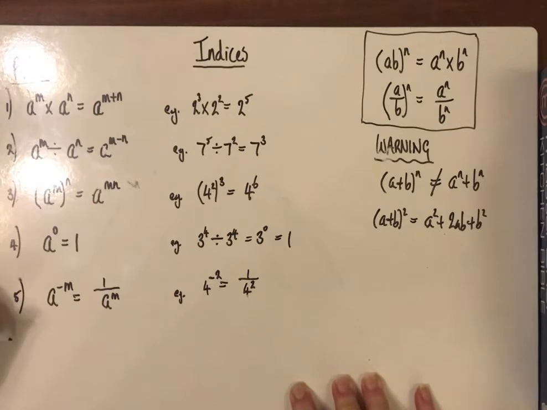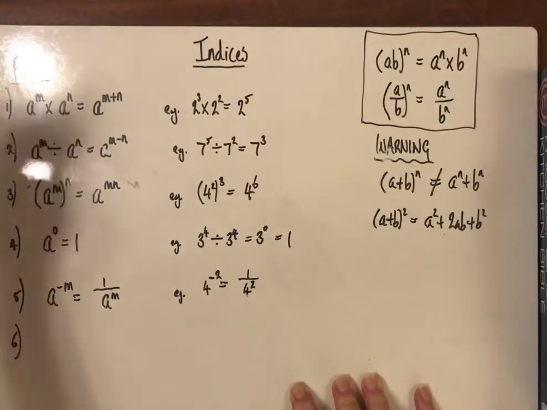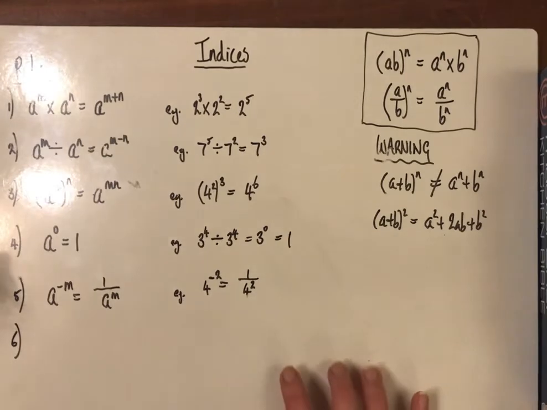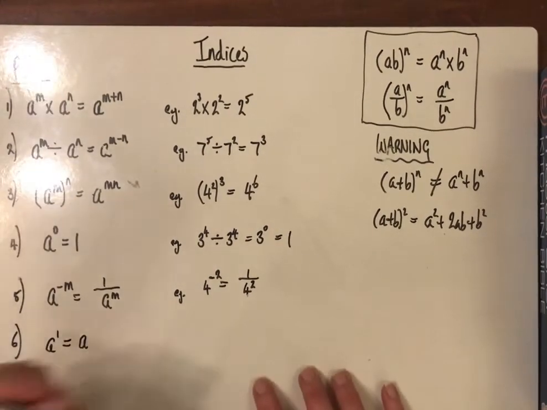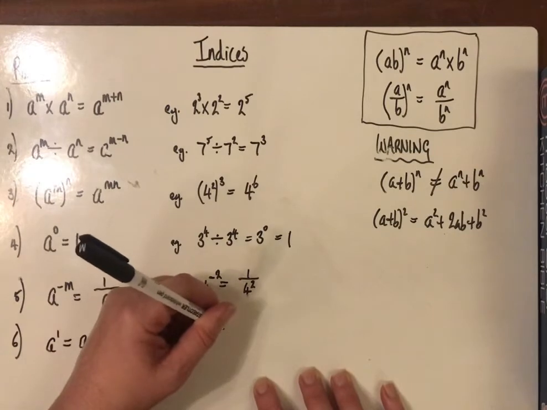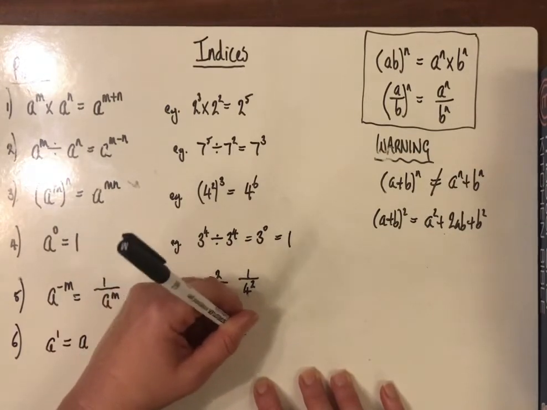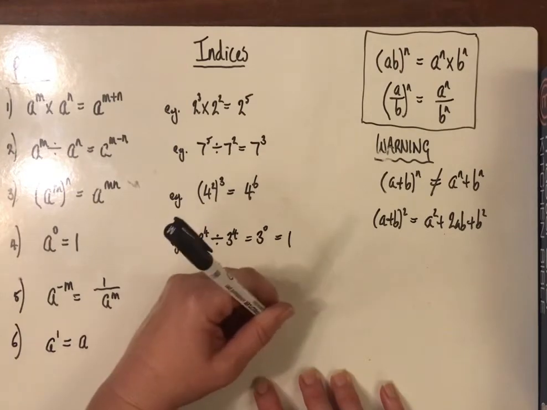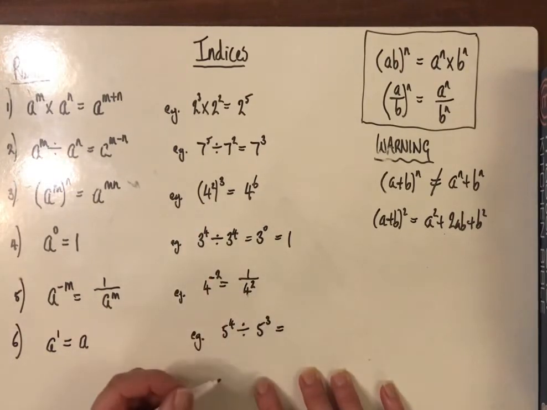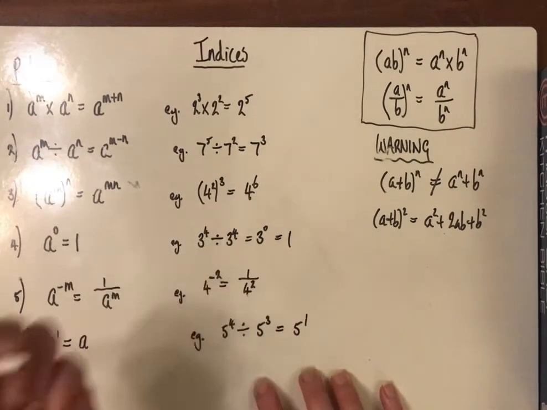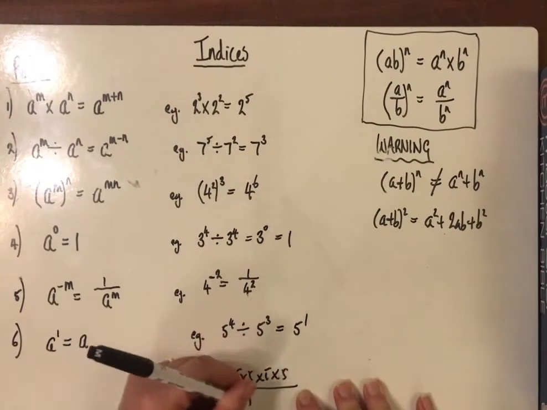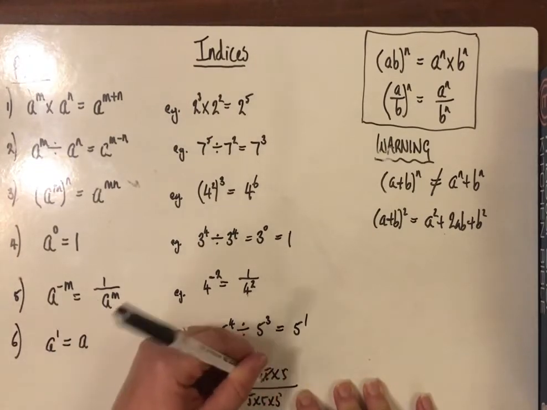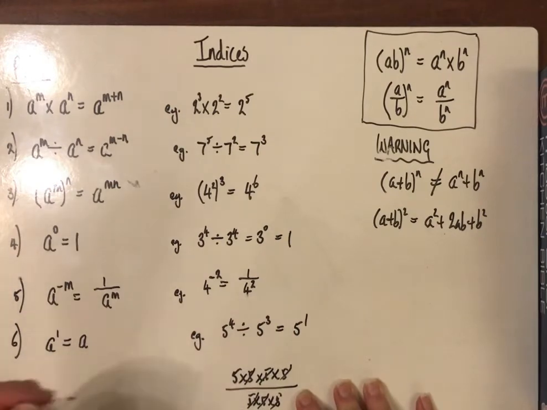Rule number 6 is, I mean, it's really the first kind of 5, but these kind of fit in with this as well. Rule number 6, a to the power 1 is equal to a. And again, you could see that because, say you've got 5 to the power 4 divided by 5 cubed, then 4 minus 3 is 1. And then if you've got 5 times 5 times 5 times 5 over 5 times 5 times 5, these all cancel off, and that leaves you with 5.